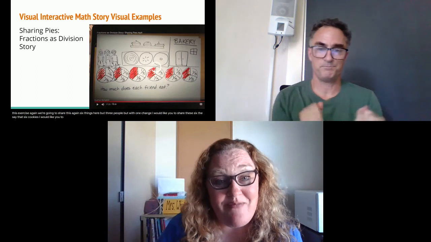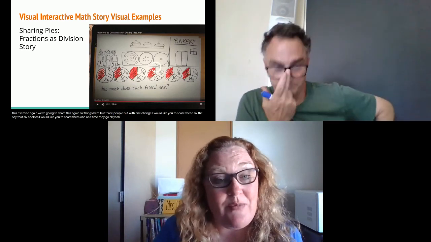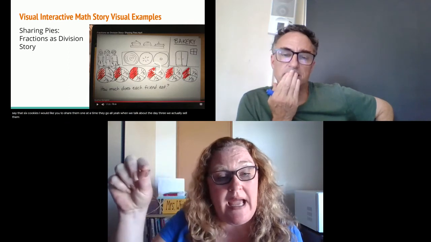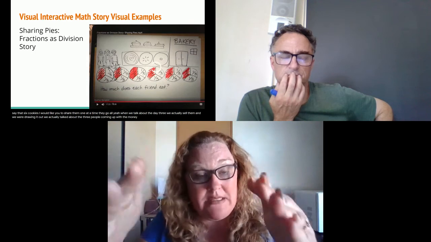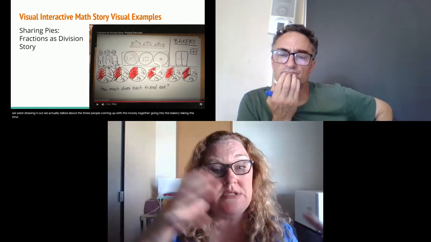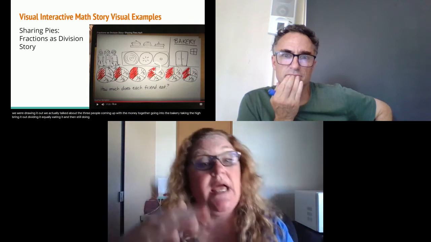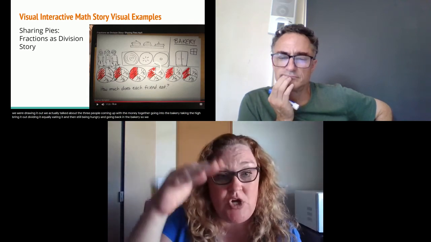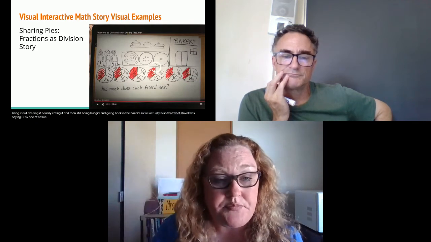Well, in our story, we have pies in this visual. And when we talk about the bakery, when we're drawing it out, we actually talk about the 3 people coming up with the money together, going into the bakery, taking the pie, bringing it out, dividing it equally, eating it, and then still being hungry and going back in the bakery. So it shows what David was saying, pie by pie, one at a time.